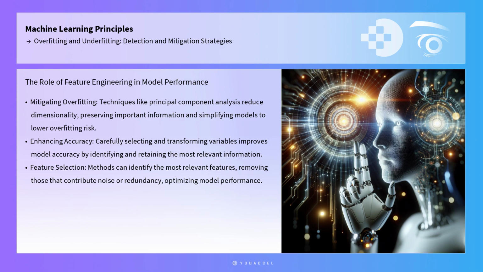Feature engineering plays a significant role in mitigating both overfitting and underfitting. By carefully selecting and transforming variables, one can improve model accuracy. Techniques such as principal component analysis can be used to reduce dimensionality while preserving important information, thereby simplifying the model and reducing the risk of overfitting. Feature selection methods can also be employed to identify the most relevant features, removing those that contribute noise or redundancy.